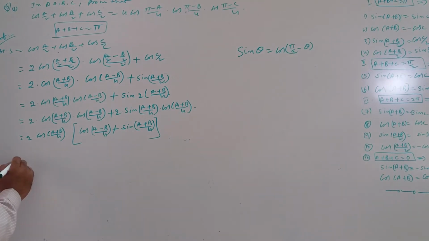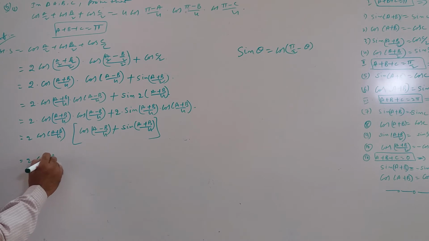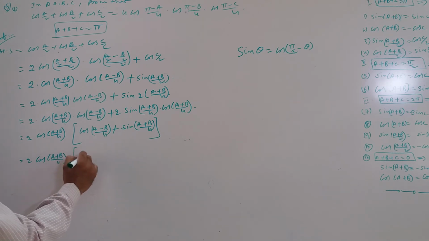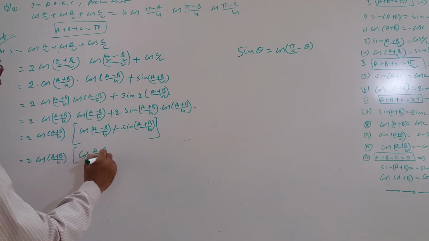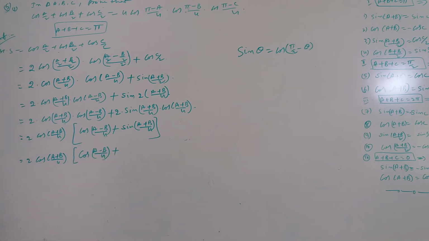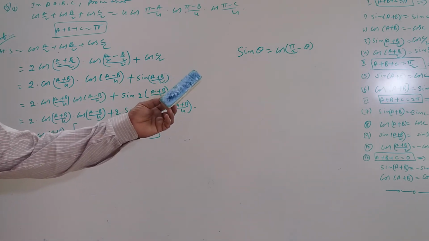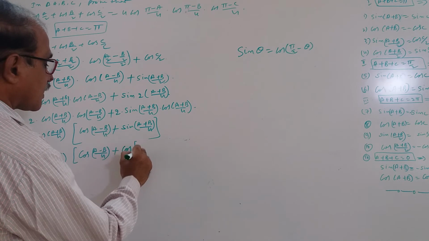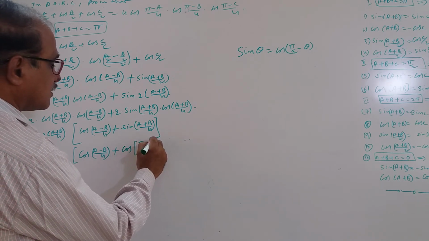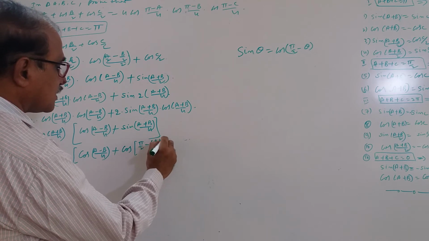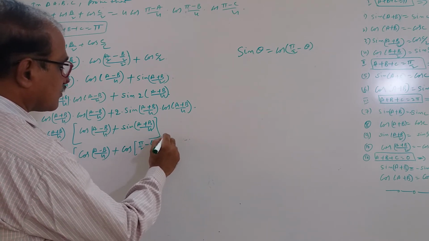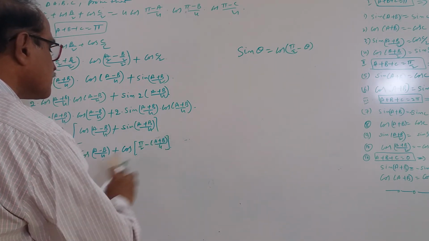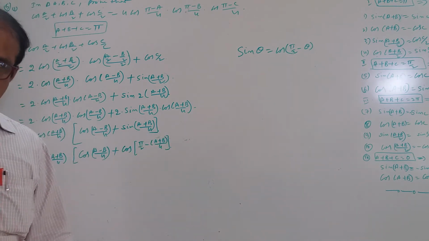By using that logic, 2 cos of (A plus B) by 4 into cos of (A minus B) by 4 plus, instead of sin theta, we can write cos of pi by 2 minus theta. That means cos of pi by 2 minus of (A plus B) by 4. Okay. Have you understood this step?